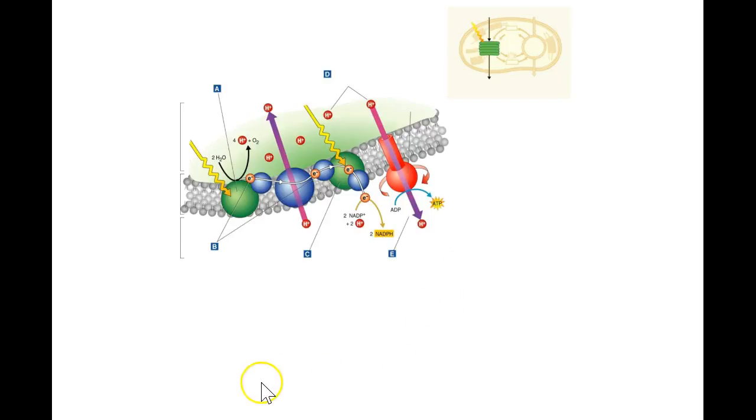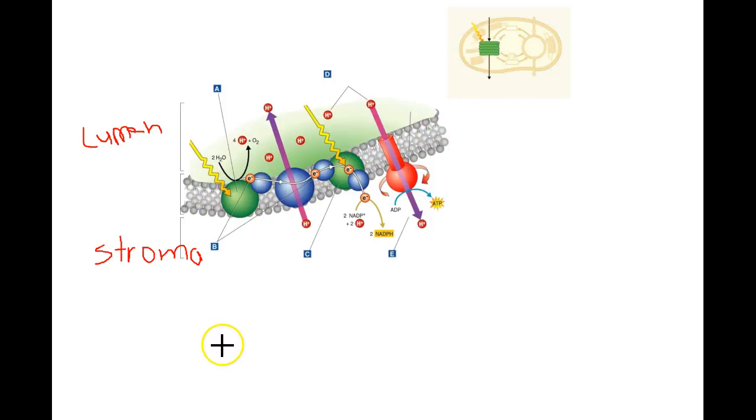So just to orient ourselves here, and I'm going to try to work with the pen a little bit, this is going to be the lumen, the inside of the thylakoid membrane. This part right here is going to be the stroma. And again, this is the thylakoid membrane.